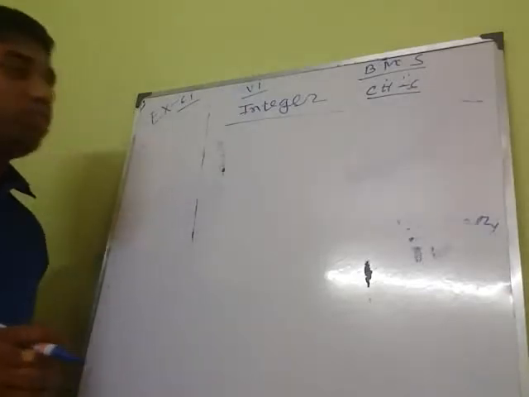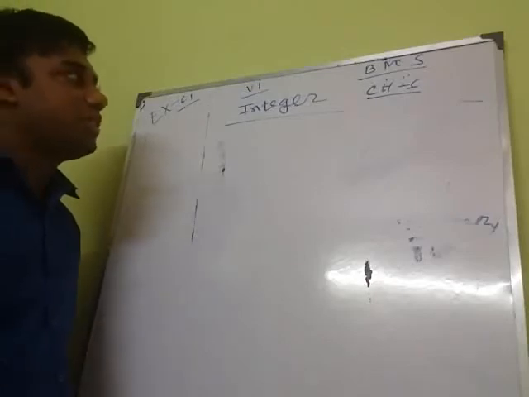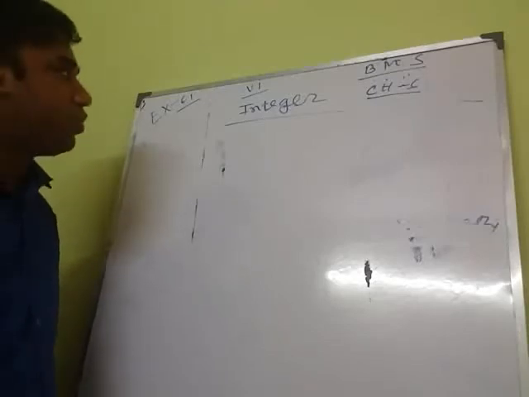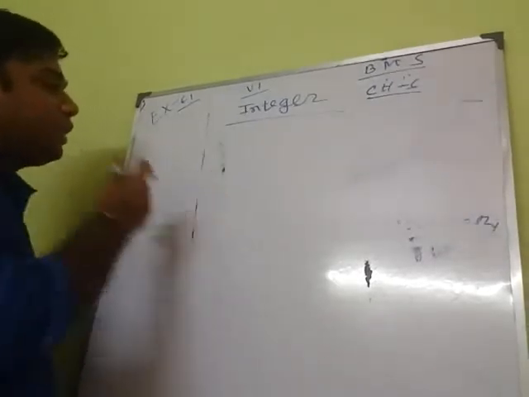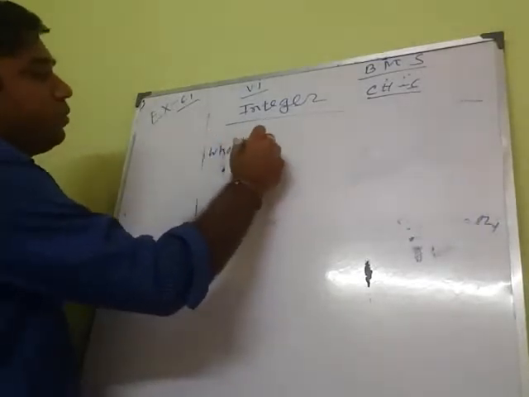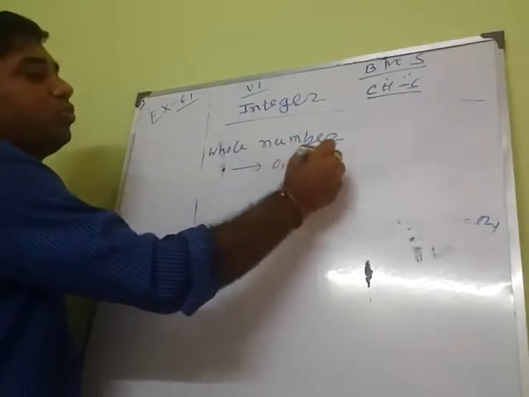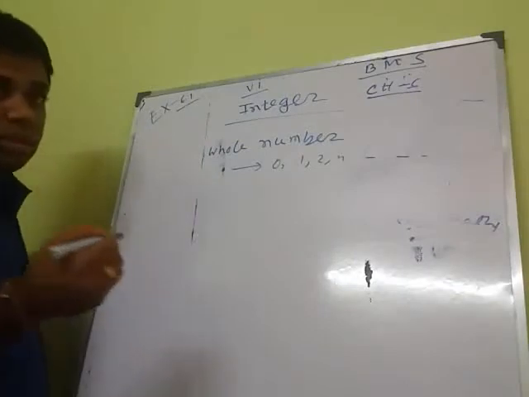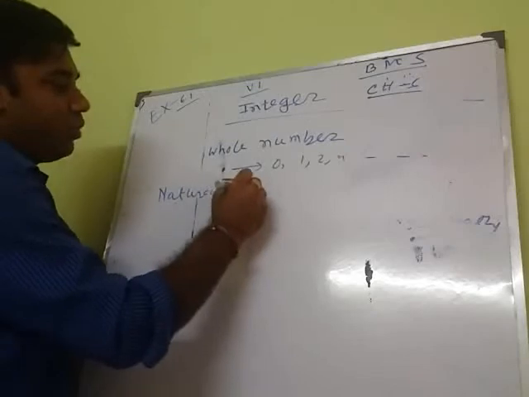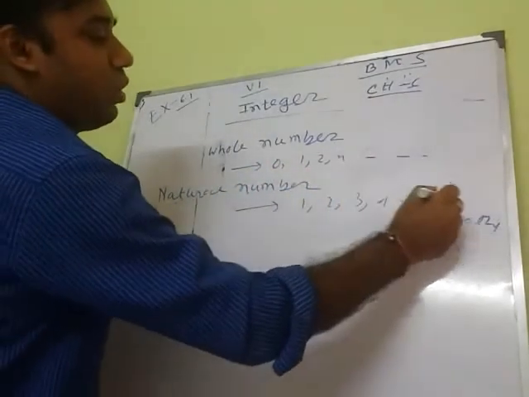Students of class 6, today I will discuss the chapter Integers, chapter number 6, and also I will try to solve the first exercise, one or two questions. First of all, students, we already have the concept of whole numbers. What is a whole number? It starts from 0, 1, 2, 3 and continues. What is a natural number? The natural numbers are 1, 2, 3, 4 and continue.